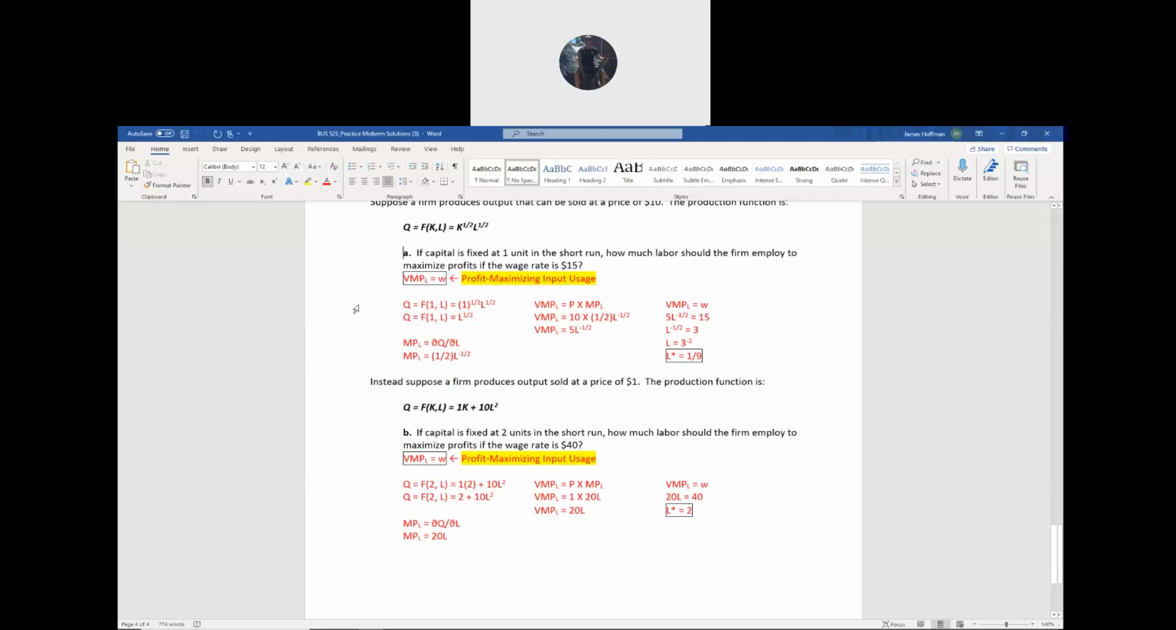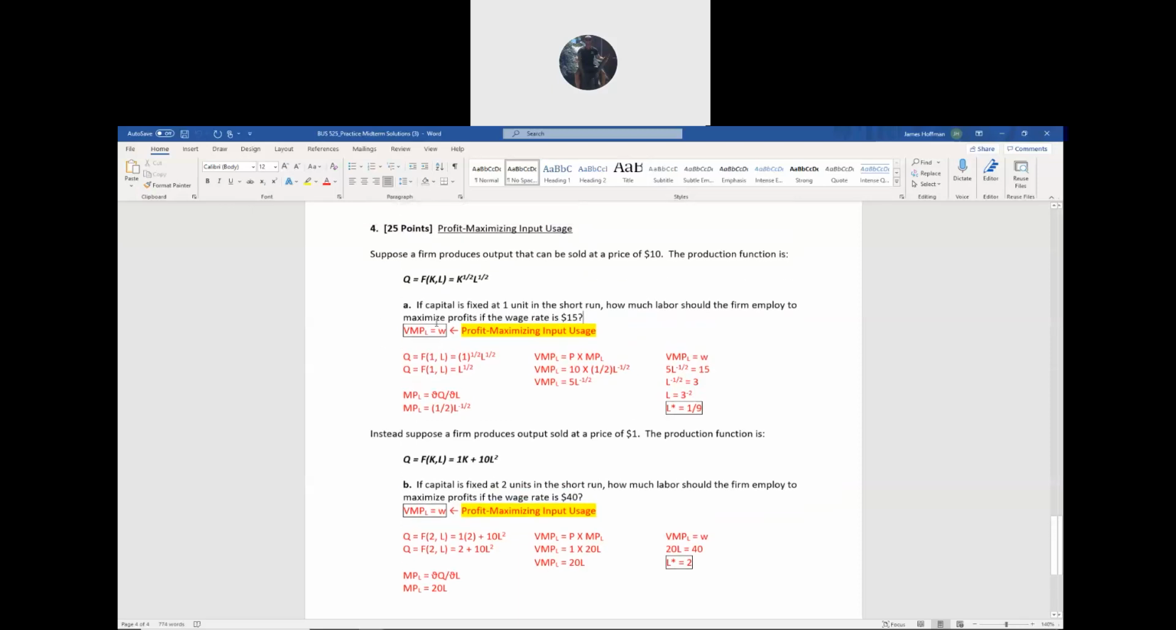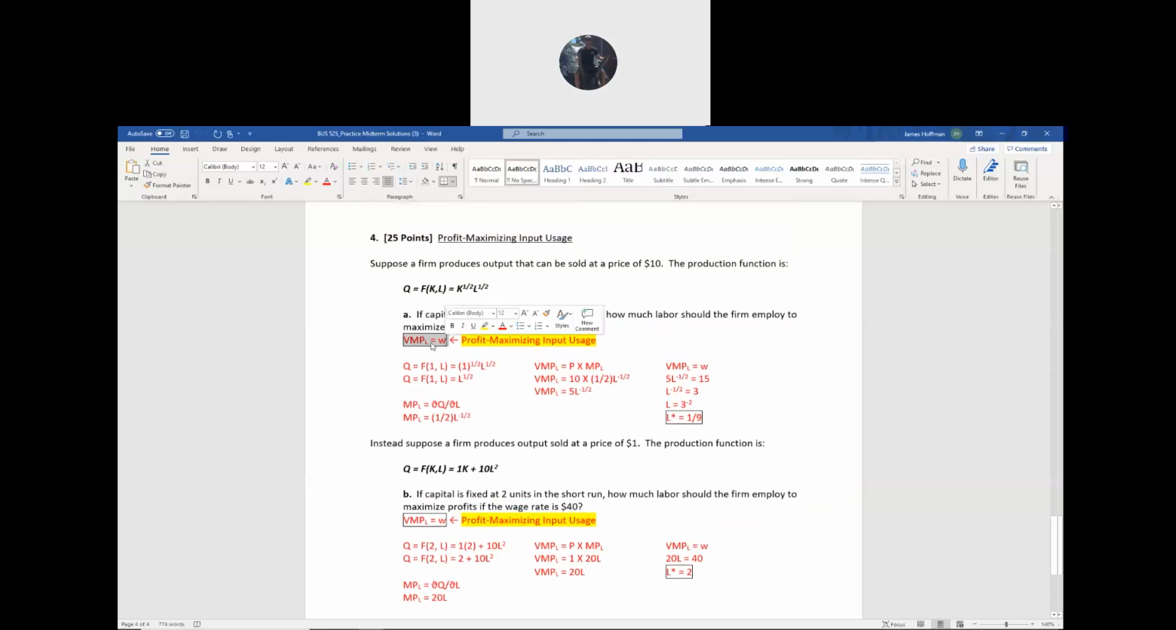Part A, if capital is fixed at 1 unit in the short run, how much labor should the firm employ to maximize profits if the wage rate is 15? Okay, so again, we're trying to find this condition where the VMPL equals the W, the wage rate, and that's exactly the amount of labor the firm would want to use at this condition that's going to maximize profits or minimize costs, same thing.